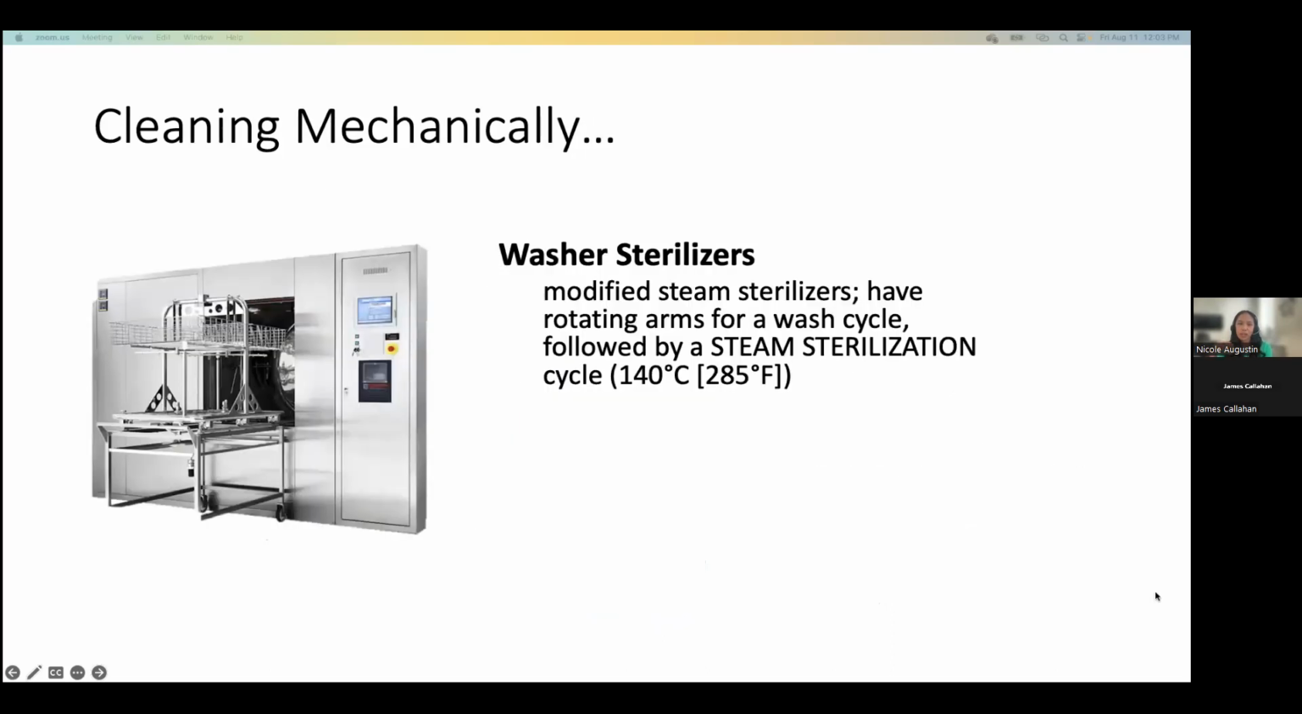The last one are washer sterilizers. Here is a photo, and as you can see, it's quite huge. Washer sterilizers are modified steam sterilizers that clean by filling the chamber with water and detergent through which the steam passes to provide agitation. Instruments are subsequently rinsed and subjected to a short steam sterilization cycle. Another washer sterilizer employs rotating arms for a wash cycle followed by steam sterilization at 285 degrees Fahrenheit.